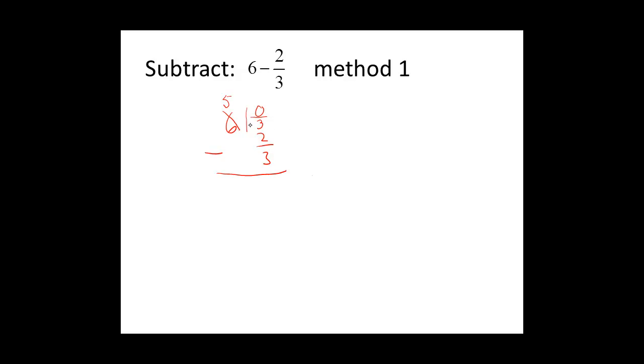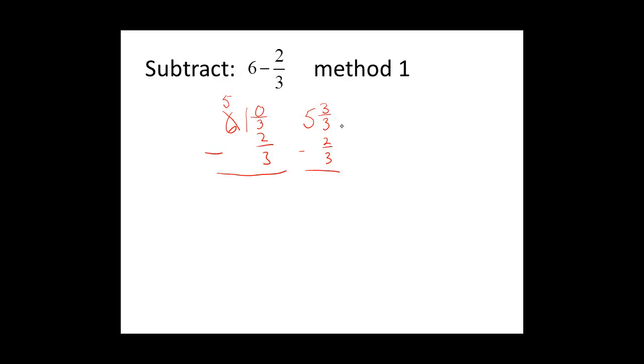We will now take the 1 and 0/3 and change this into an improper fraction. 1 times 3 is 3, plus 0 is 3. So we get 3 over 3. Our whole number part is now a 5, and we write the rest of the problem down.